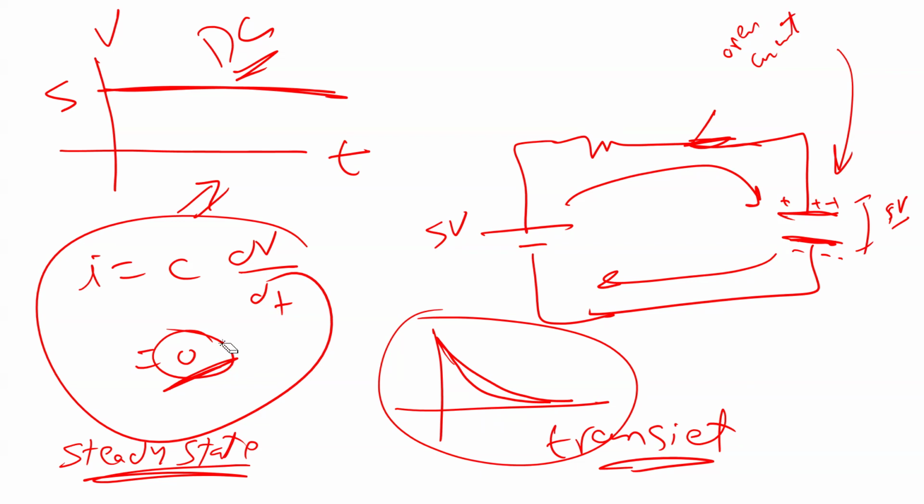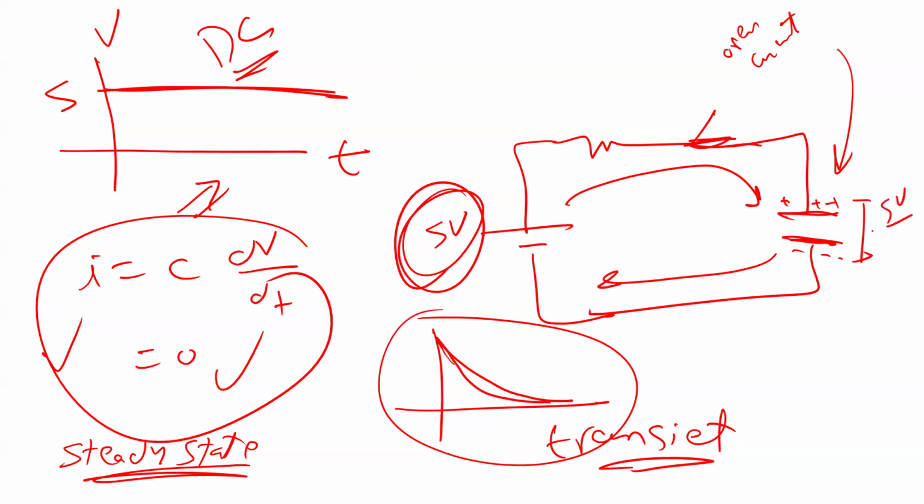Now you can use I equals C dV by dt, and the current now equals 0. There is no current, and because this is an open circuit, the voltage across the capacitor is equal to the same voltage as the source, 5 volts. So in the very beginning you have a little current to charge it, and after that there is no current, once the voltage equals the source voltage. Again, this happens when the input is DC, when the input is constant.